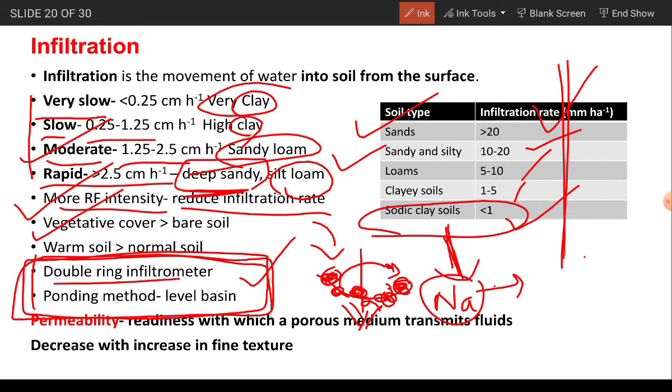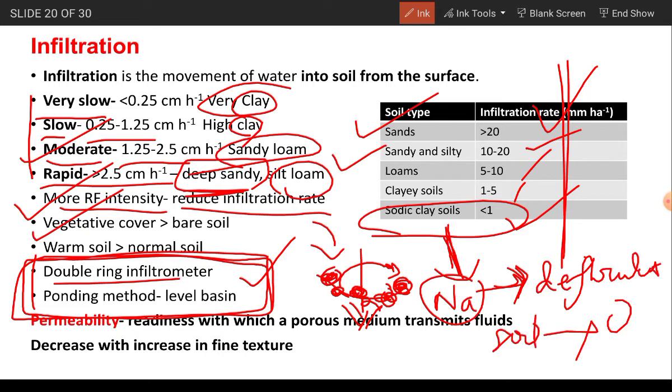Deflocculating agent. It will deflocculate the soil particles, and clogging will be there. So the movement of water also will get slower. So only sodic clay soils have less than 1 millimeter per hour of infiltration rate. Okay, clear.